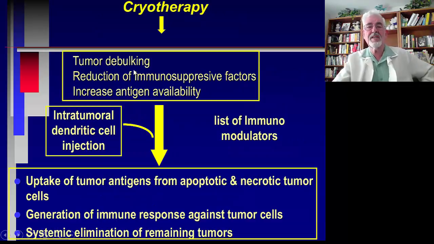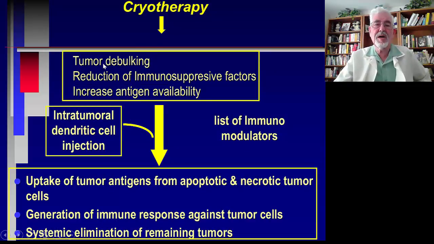So basically we see here we have cryotherapy, which creates tumor debulking, but we are trying to move away from the tumor debulking. Obviously, there's reduction in the immune suppressive factor that may help us get better response, and we increase the antigen availability by bringing the dendritic cell directly there by injecting the dendritic cell. Now we have a list of immune modulators that we have to try to use in experiments. Uptake of tumor antigen from apoptotic necrotic cells that increase by bringing the dendritic cells, generation of immune response against tumor cells, and systemic elimination of remaining tumor.